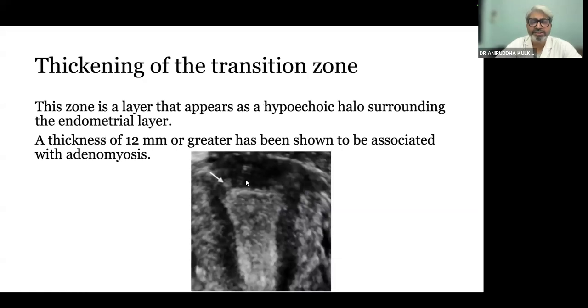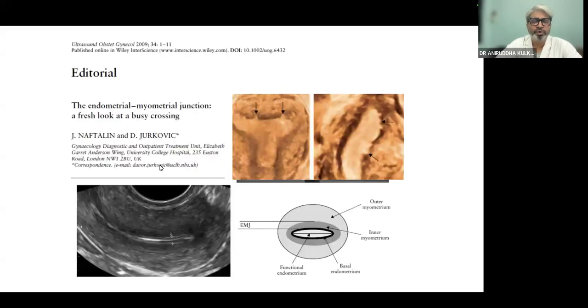Thickening of this transition zone, and this transition zone of hypoechoic halo surrounding the endomyometrial layer, is one of the hallmark features, which we call the endomyometrial junction zone or a busy zone. On MRI, typically we say that a thickness of more than 12 millimeter is associated with adenomyosis. So we need to look for thickening of the transitional zone.